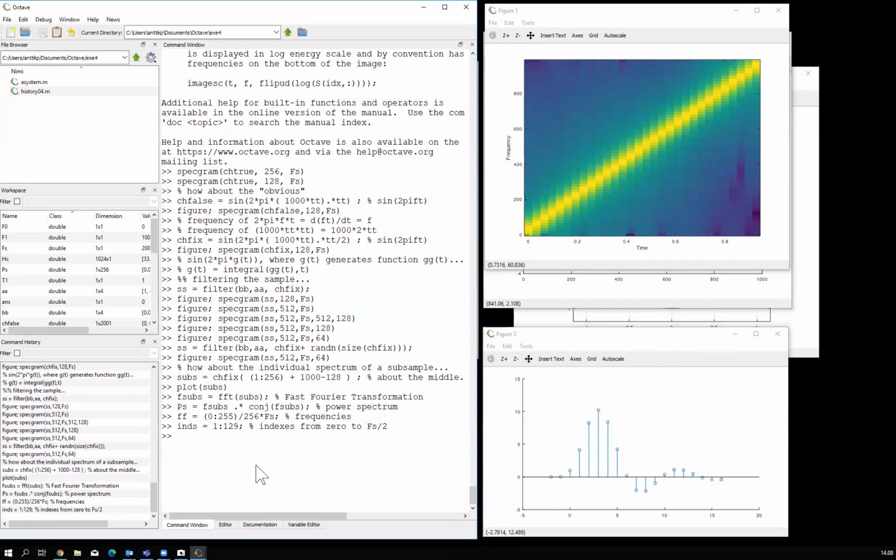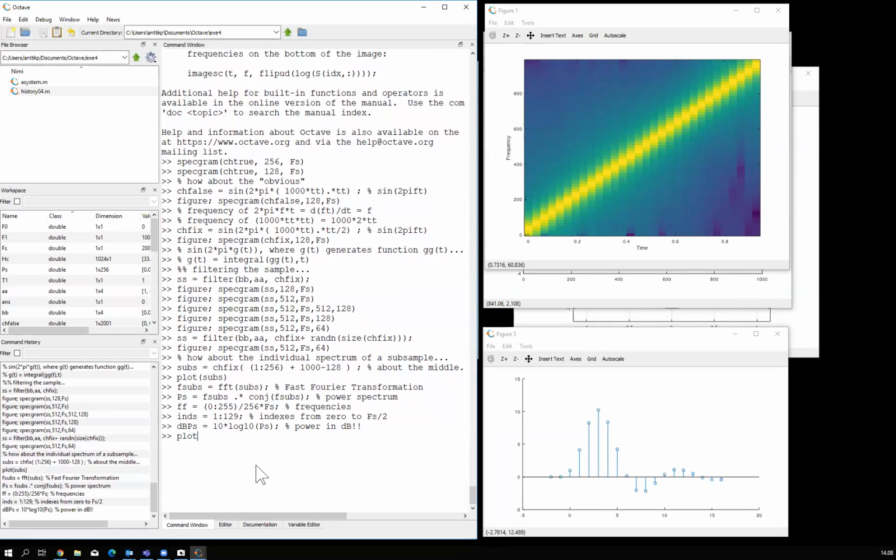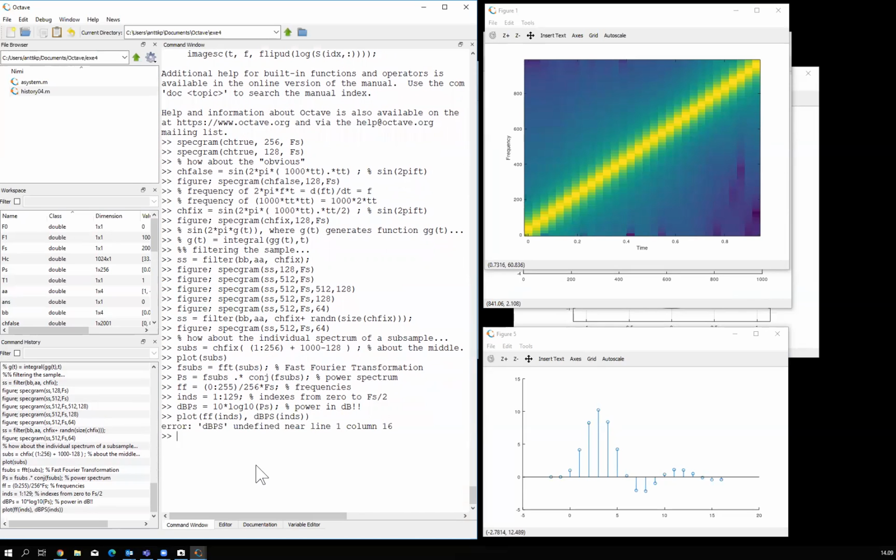And now we can actually plot. Not yet. Power spectrum, never linear. Decibels, 10 times log10 of PS. Power in dB, of course. And now we can plot. Plot FF inch, that's the frequency axis, the first half of it, and then dB, PS, inch. That's the power in dB.